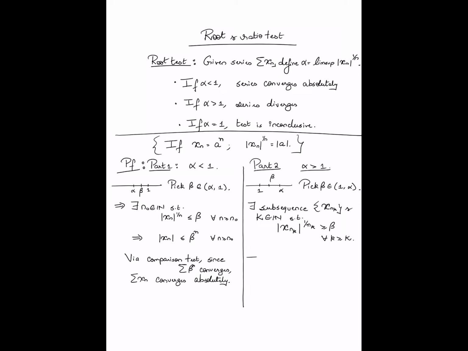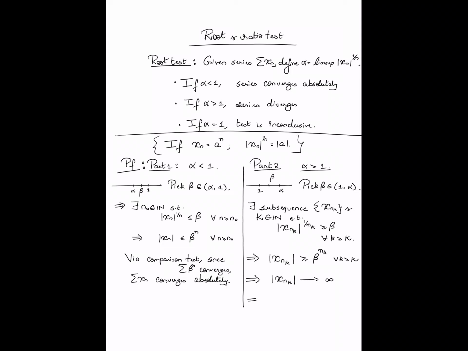Okay, now a consequence of what we have written above is that the absolute value of xnk is in fact greater than or equal to beta raised to nk, also for all k greater than or equal to K, right? Well, the fact that beta is greater than 1 implies that along this subsequence, the absolute value of xnk actually tends to infinity. Which means along this subsequence, xnk in absolute value has to tend to infinity because it's in fact lower bounded by beta raised to nk, where beta is more than 1.